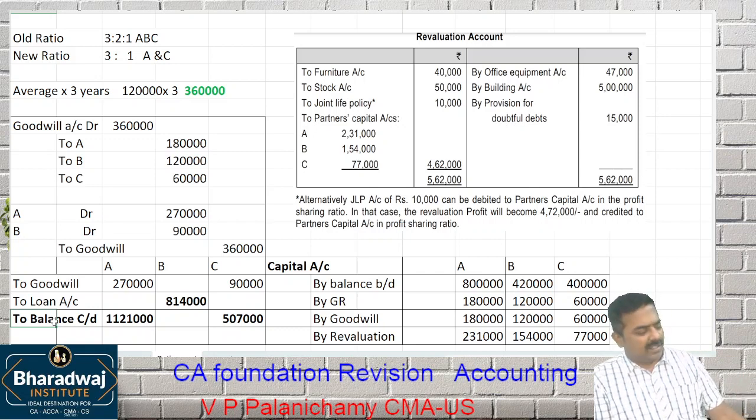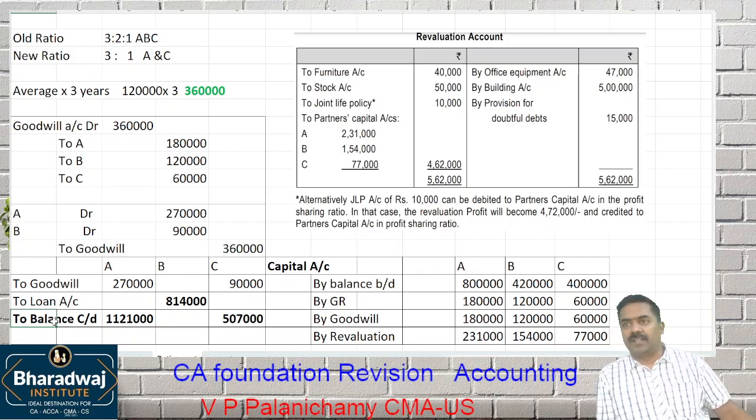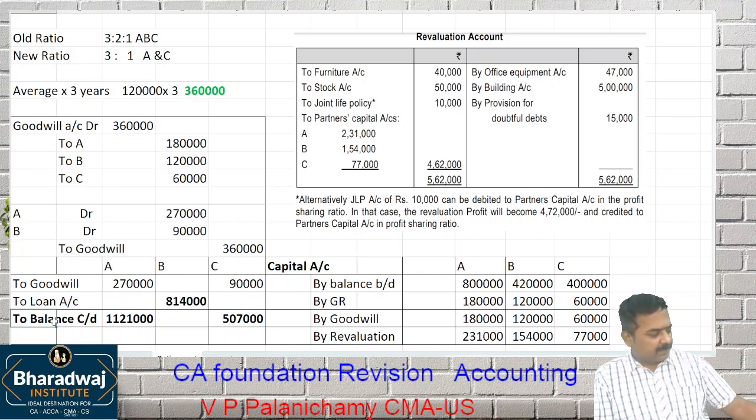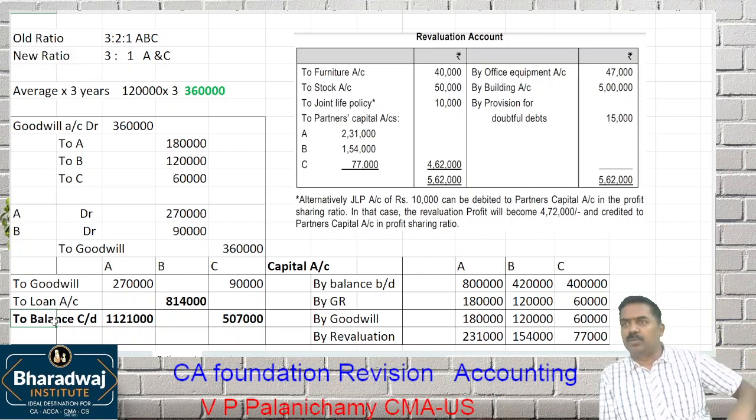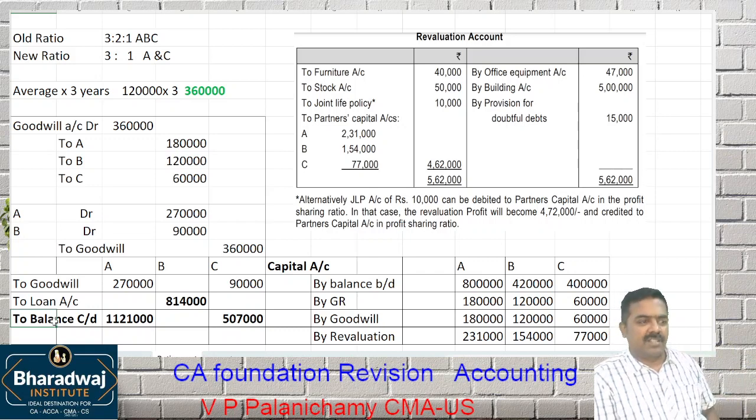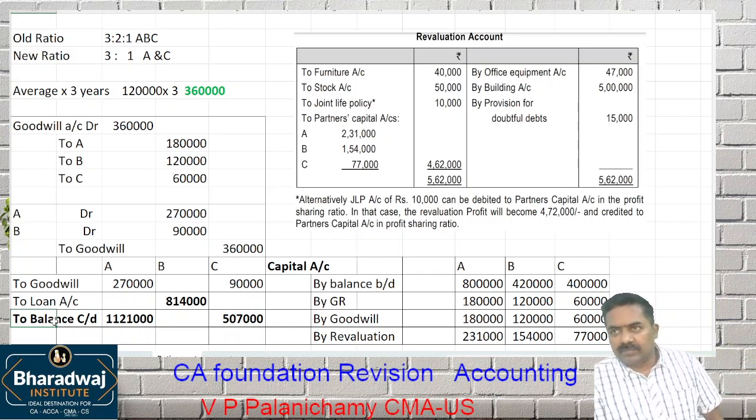Last time again, look at the next question in June 2023. What did they ask? They asked 20 marks, death of a partner. Again, this was asked about 3 years back. Death of a partner was asked about 3 years back in June 2023. There is no chance that it will get repeated. They will not ask.